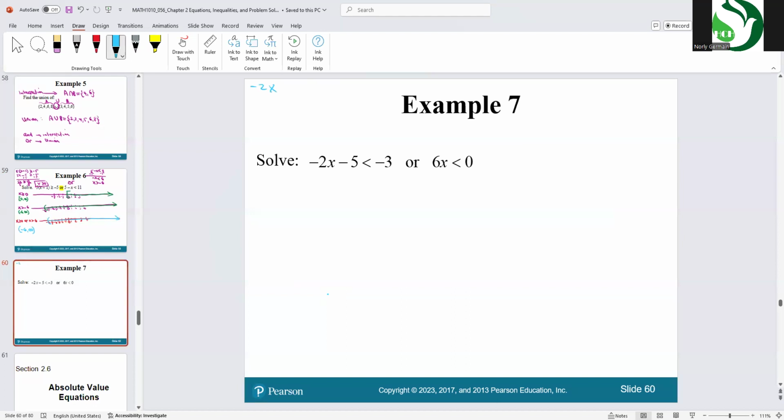Here, looking at you, have negative 2x minus 5 less than negative 3. If we add 5 to both sides, we're going to have negative 2x less than 2. If we divide by negative 2, remember what happens when you divide by a negative: the inequality symbol switches. So this is the solution. We have x greater than negative 1. And when you graph it on a number line, 0, negative 1, x should be greater.